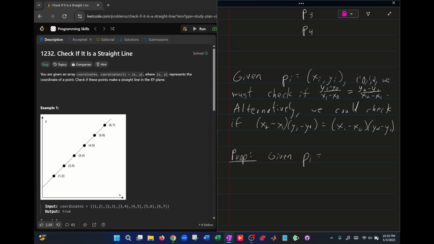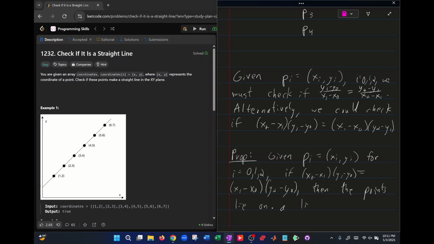Given Pi = (xi, yi) for i equals 0, 1, and 2, if (x2 - x1)(y1 - y0) equals, and I'll continue on the next line, if this equals (x1 - x0)(y2 - y0), then the points lie on a line.